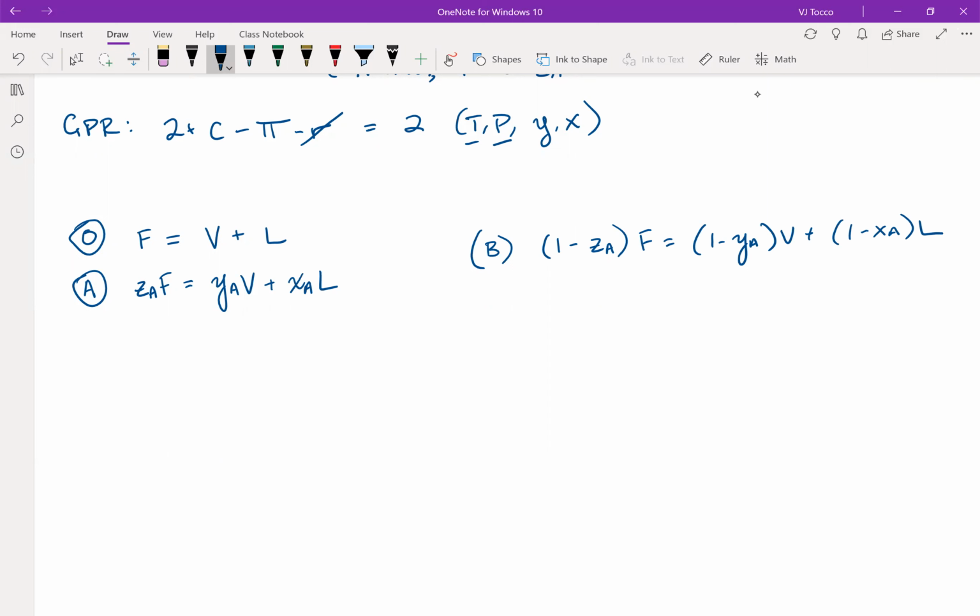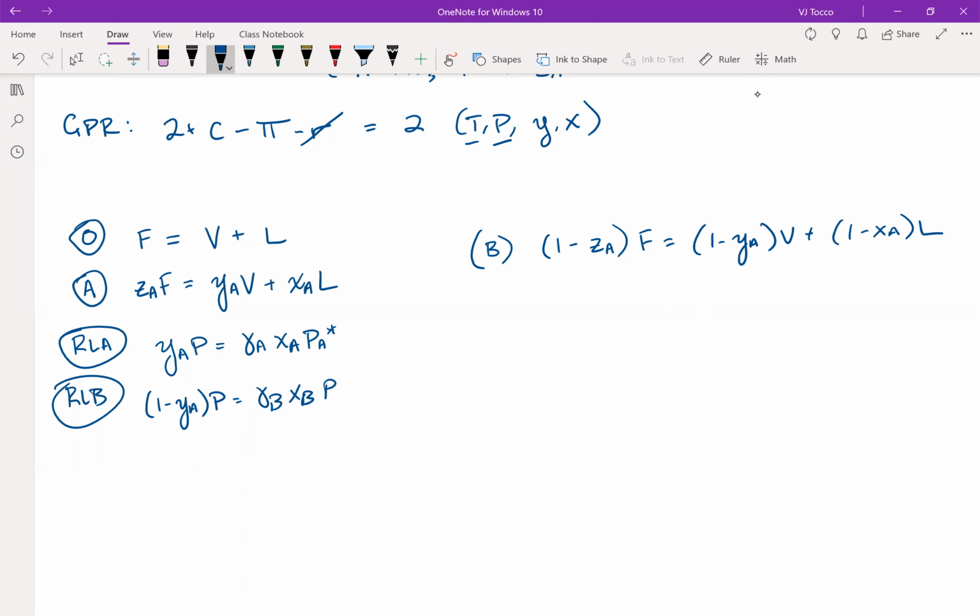My two-phase equilibrium relationships are my Raoult's law for component A, which is YA times P is equal to gamma A, and again, we'll neglect this for ideal mixtures, times XA times PA star. And my Raoult's law for B is 1 minus YA times P is equal to gamma B XB PB star. All right, so this is the theory of flash distillation.